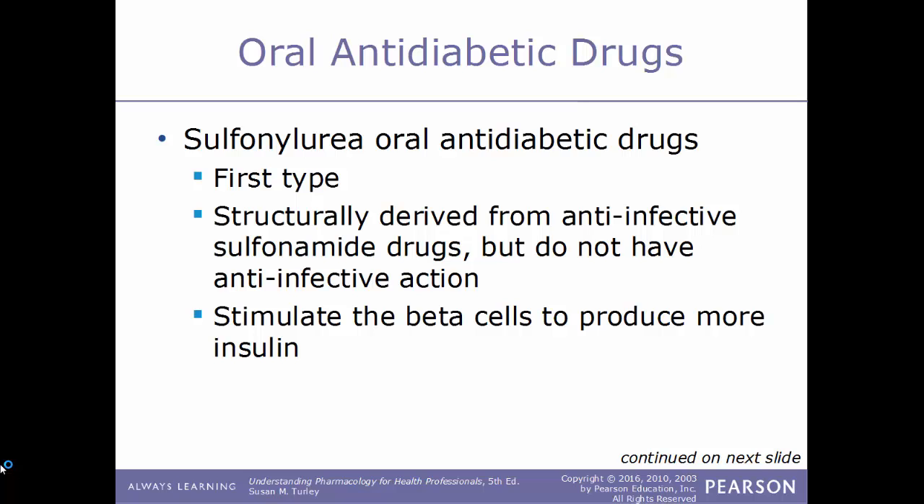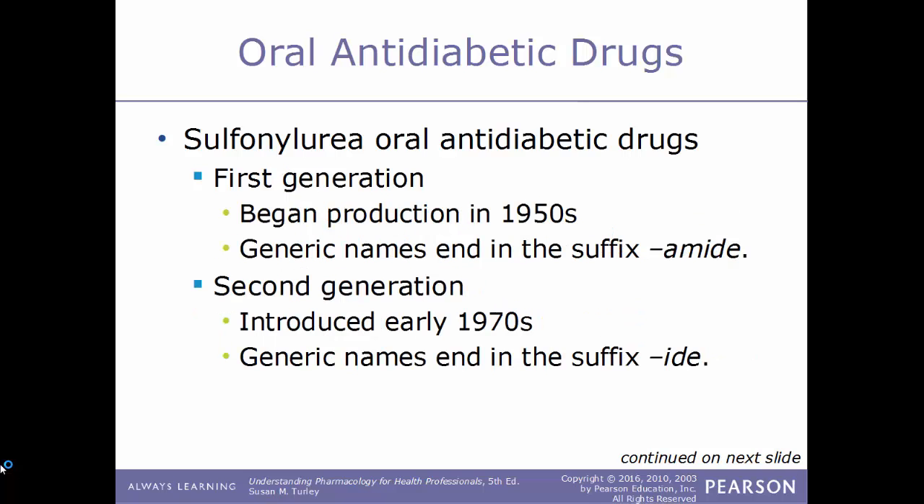This was the first type of oral antidiabetic drug that was developed. Structurally, this is derived from anti-infective sulfonamide drugs, but they do not have an anti-infective action. And these work because they stimulate the beta cells to produce more insulin. The first generation of this kind of drug began production in the 1950s, and all of their generic names end with the suffix -amide. The second generation of these drugs were introduced in the early 1970s, and all of their generic drug names end with the suffix -ide, I-D-E.